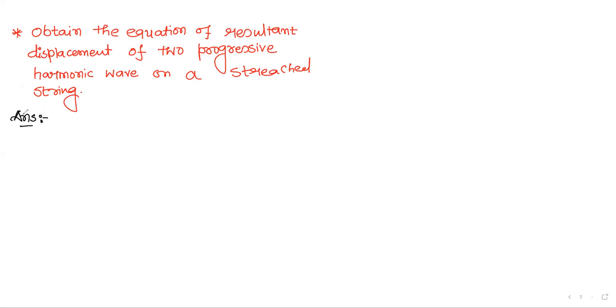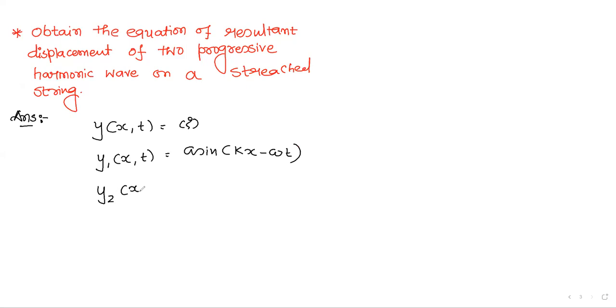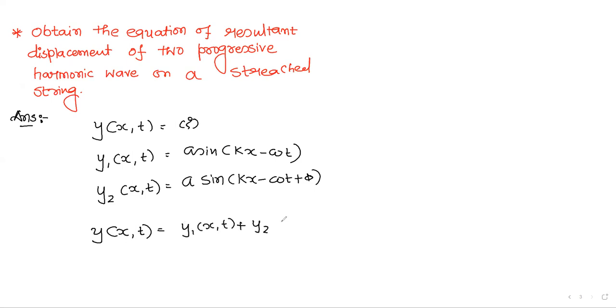Consider that we have first y(x,t) is equal to, we have to find this because it is the resultant one, y1(x,t). It is given as sin(kx minus omega t). y2(x,t), means the wave is depending on position in x direction as well as time. Here it is sin(kx minus omega t plus phi). Now, according to the superposition principle, we have to add them. So y1(x,t) plus y2(x,t).